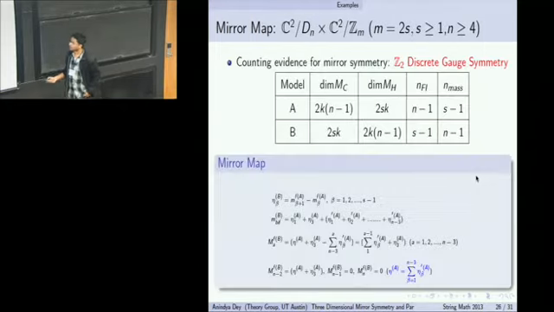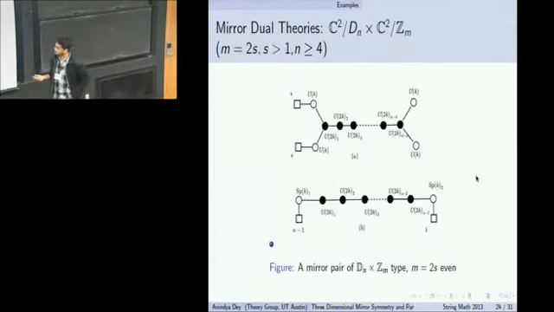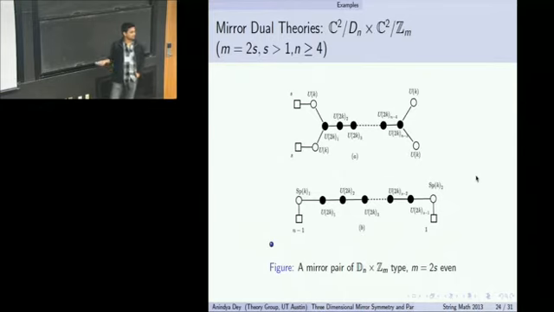Now, let me talk a little bit about how one derives the mirror map and fixes the counting of parameters. So if we look at this quiver, for example, you see that there are, a priori speaking, 2s fundamental masses on one side, and s minus 1 Fi parameters on the other side. Okay, so that seems to be a problem because the number of masses on one side does not match the number of Fi parameters on the other side.